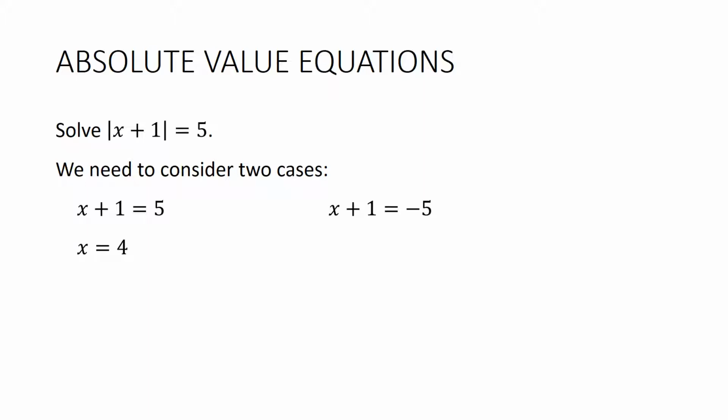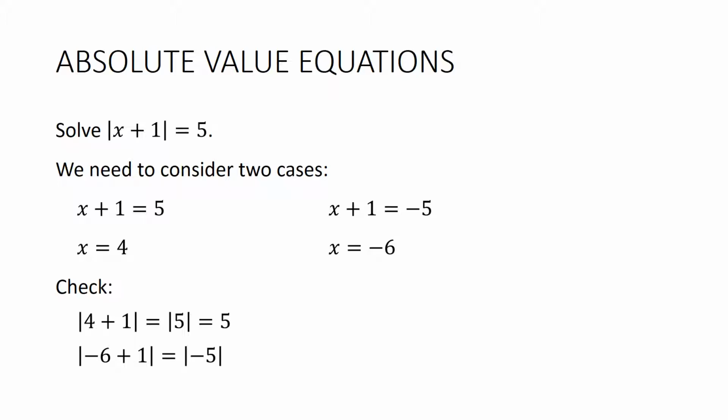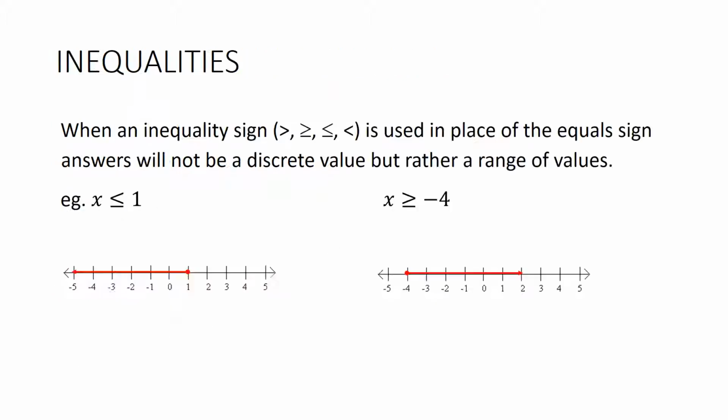So our first one is going to be x is equal to 4, and the second solution will be x is equal to negative 6. But let's just check that and make sure it's correct. Let's put the 4 back into here and see what we get. 4 plus 1 is 5, and the absolute value of 5 is 5, so that one's correct. Now let's put the negative 6 in here. Negative 6 plus 1 is negative 5. The absolute value of negative 5 is 5. So with absolute value equations, most often you will get two answers.